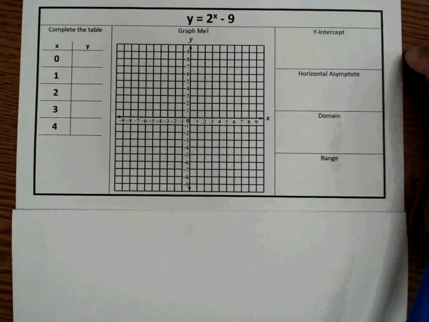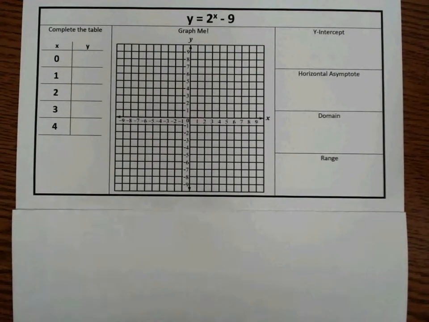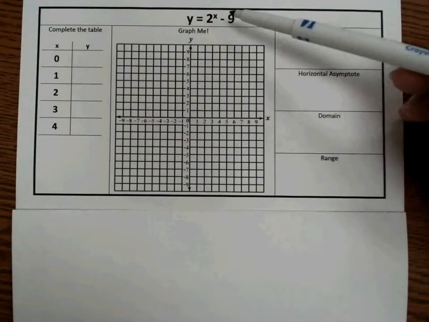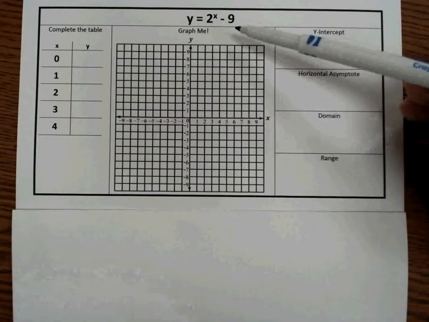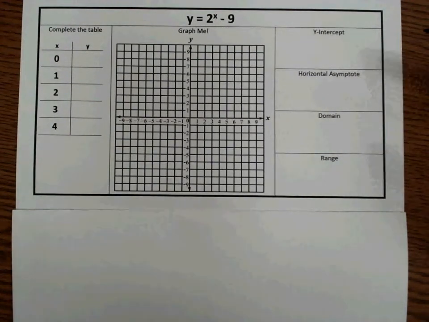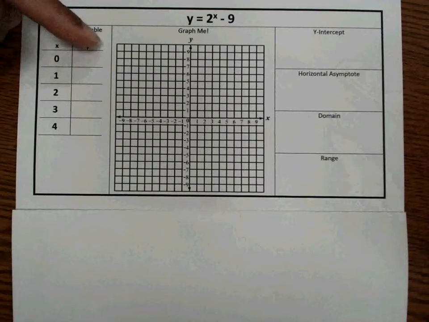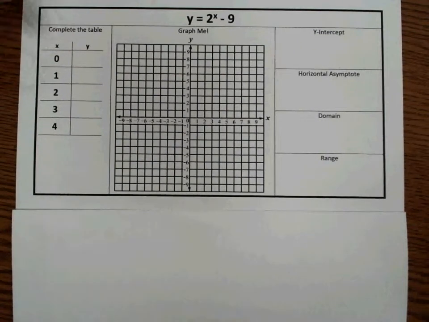Smith again. Today we're going to do some graphing of exponential functions. Today we're going to graph y equals 2 to the x minus 9. Typically, the first thing you want to do whenever you're graphing an exponential is go ahead and create an xy table. 'Cause when you create the xy table, all you have to do is basically plot the points, and you're pretty much set to go.